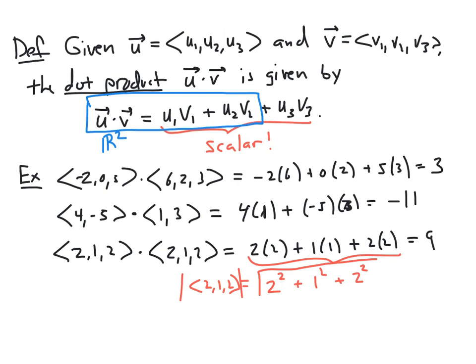Right? And so this is actually something that will always be true. It had nothing to do with this vector (2, 1, 2). And that is that the dot product of a vector with itself will always be the square of the magnitude. So in this case, we see the dot product of (2, 1, 2) with itself is 9, which tells me that the magnitude of that vector is 3, which we could easily compute with the square root.